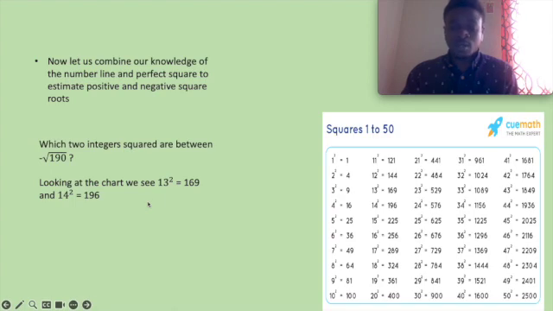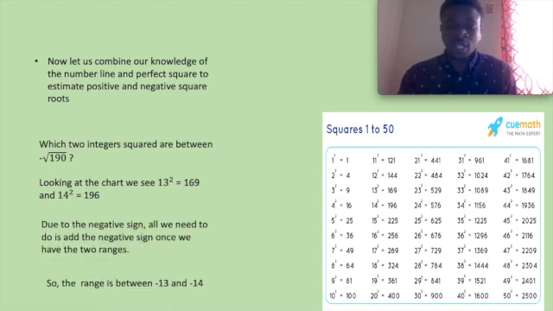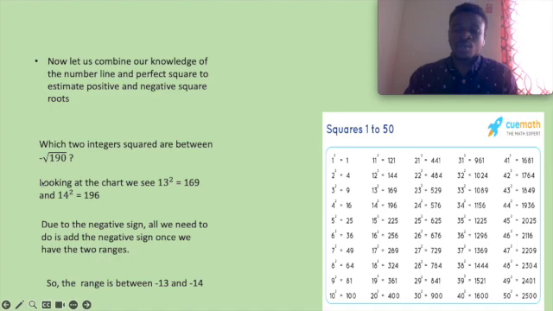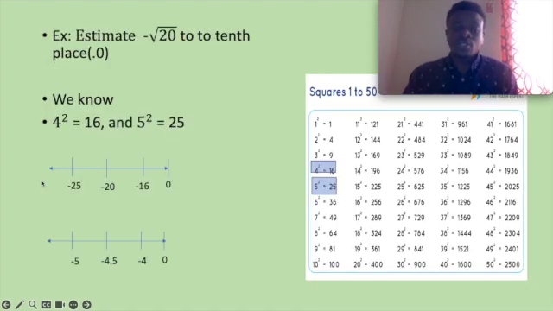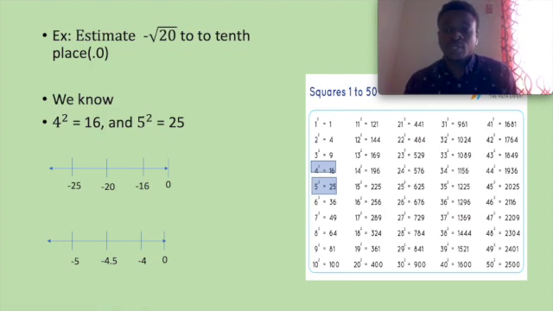So in saying that, like I said, all we would be doing is bringing that number down, and our ranges would be -13 and -14 because we were given this negative here to start off with. Now, in this situation, we're asked to estimate what the negative square root of 20 to the 10th place would be. In the previous video, I went over something similar to this, except the negative wasn't part of it.